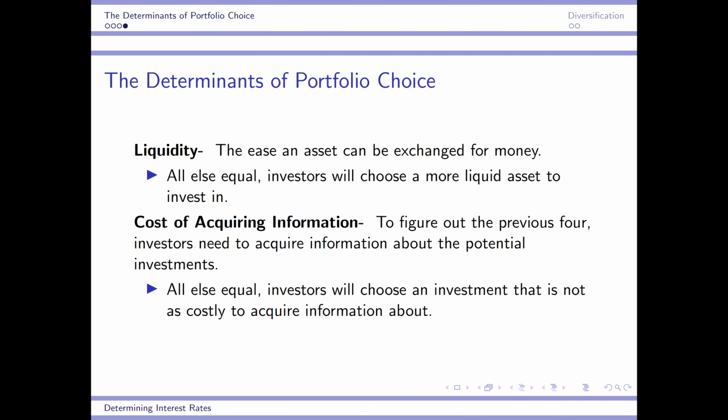Next, number 4 is liquidity, which is the ease an asset can be exchanged for money if you remember back from chapter 1. And all else held equal, so if we're talking about same risk, same expected return, same upfront costs, investors are always going to choose a more liquid asset to invest in. And that's just because investors want access to money if they need it.